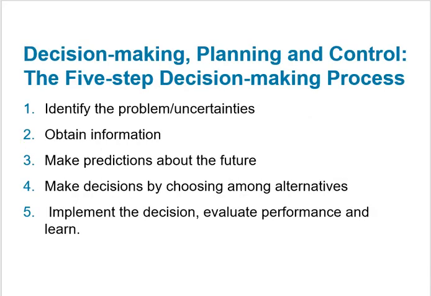The last thing we had to look at here was decision making. And these are the 5 steps in the decision making process in planning and control. The first 4 of these steps are all planning. So identifying the problem, obtain information, make predictions, and make a decision. This is all part of your plan, so the decision is part of the plan. Implementation is control. Implement the decision, evaluate performance, and learn. That's control. But these first 4 are planning.